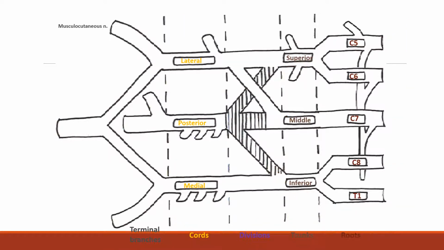Now let's go ahead and start naming our terminal branches. The way I think about this is that each one of our cords has two major terminal branches. The lateral cord has one major branch called the musculocutaneous nerve. This nerve will innervate the biceps brachii and the skin of the lateral part of the arm. The lateral cord is also going to contribute here into this structure called the median nerve. Median nerve.